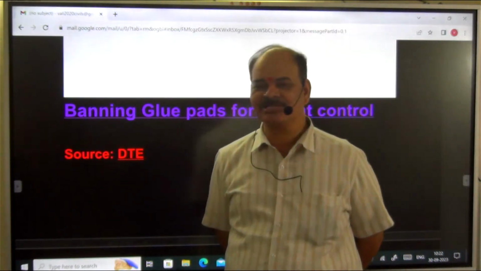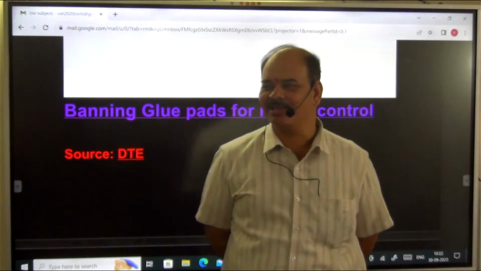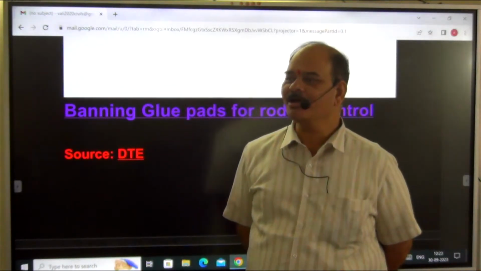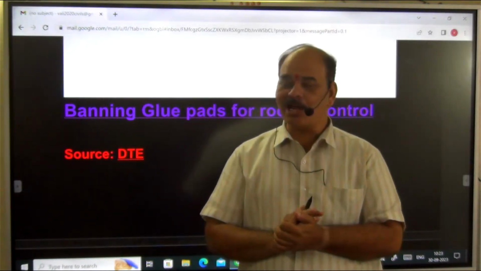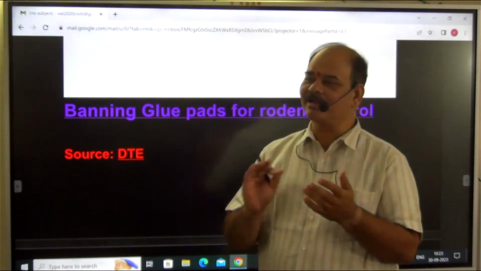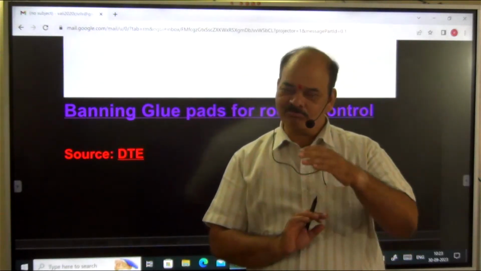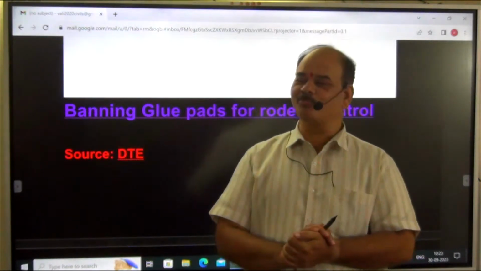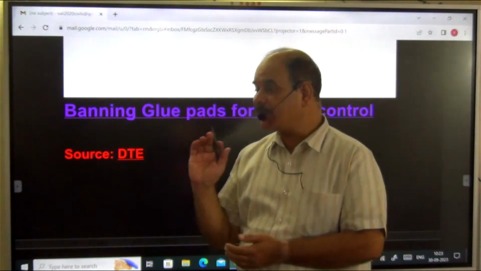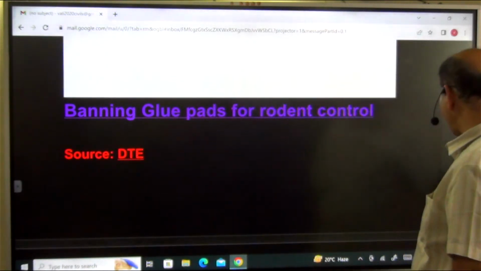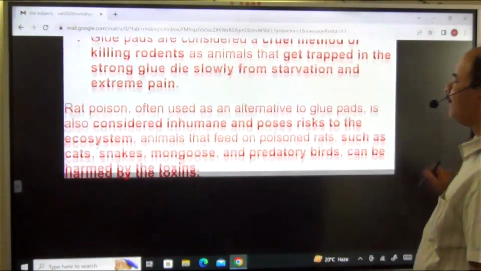Now, the Delhi government has passed an act to ban glue pads used to kill rats. Okay, why? The rat will stick to that glue and it will starve for 1 day or 2 days, and later it will die. And it is very tough to remove. So the rat is subjected to cruelty. Okay, so the Delhi government banned it, and even the rat poison which we use to kill rats also has a lot of adverse impact.